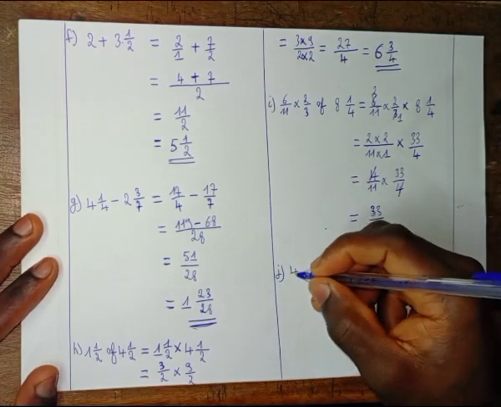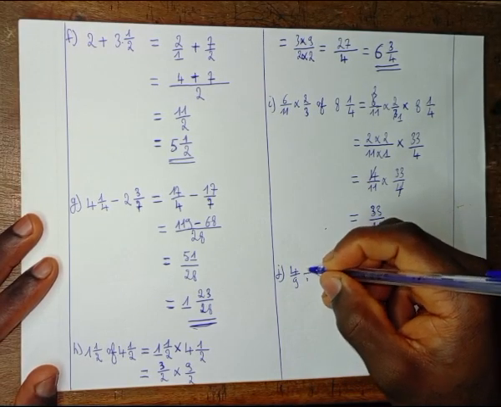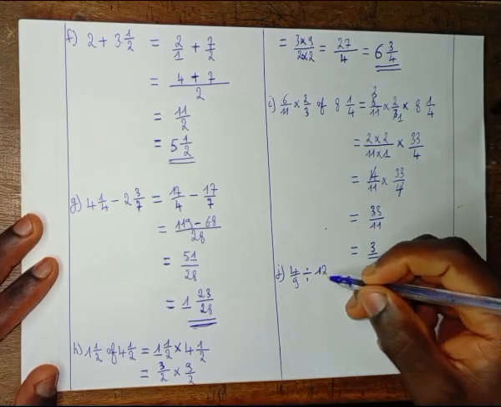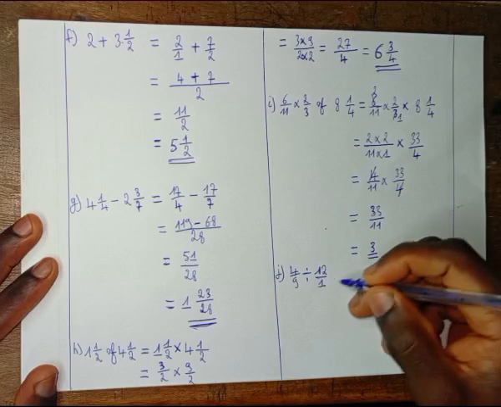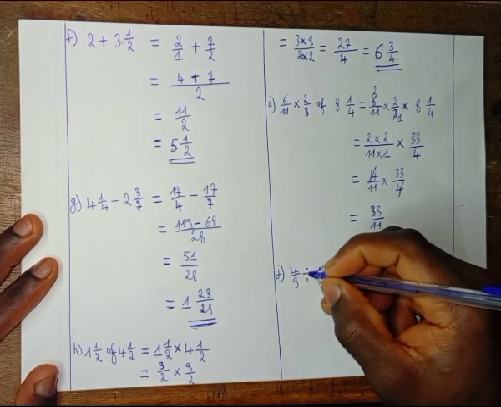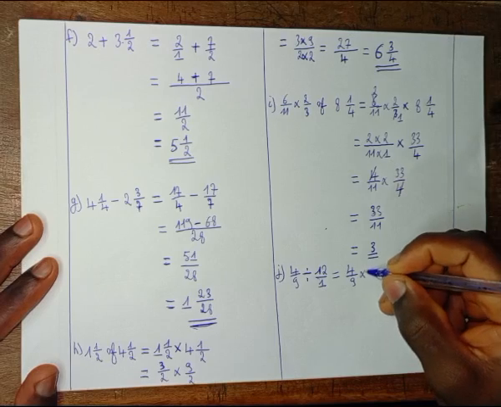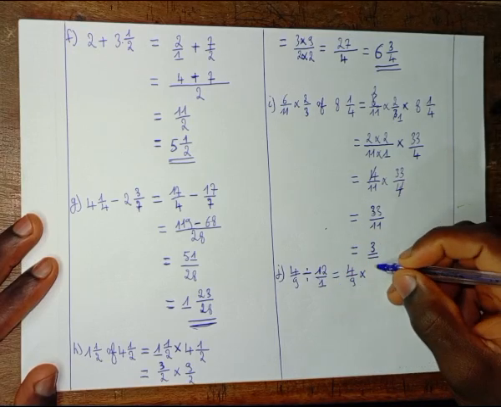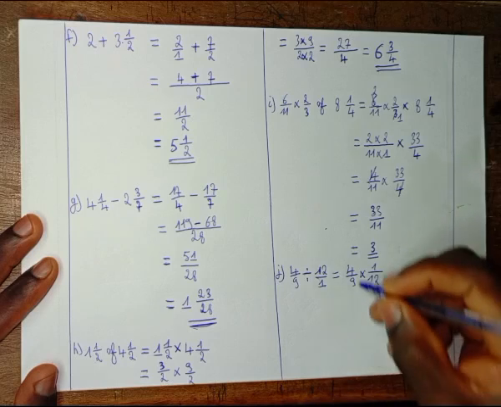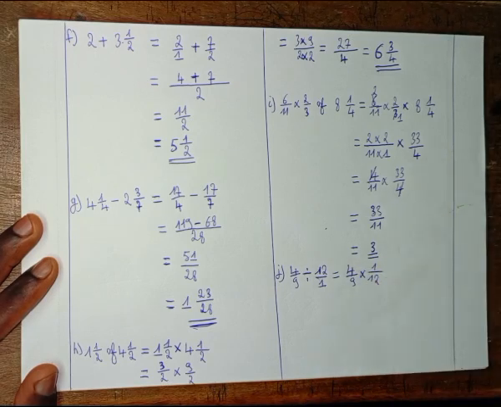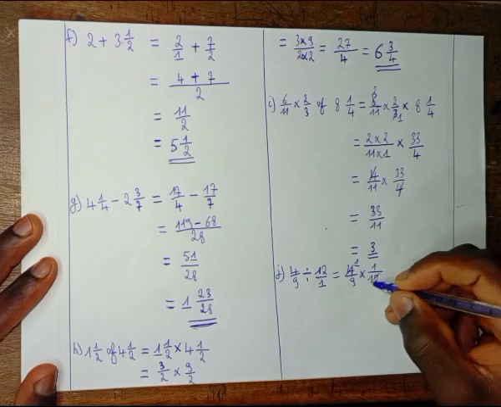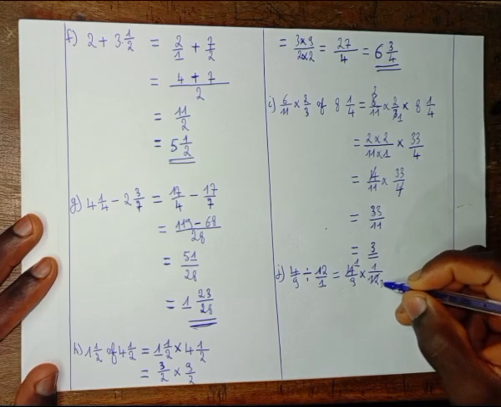We have 4 over 9 divided by 12. We know this whole number 12 can be written as 12 over 1. So this will give us 4 over 9. We are going to change the division sign to multiplication. Then we invert the second fraction: 1 goes up at the numerator, 12 comes at the denominator. So now we can simplify. 4 divided by 4 gives us 1. 12 divided by 4 gives us 3.